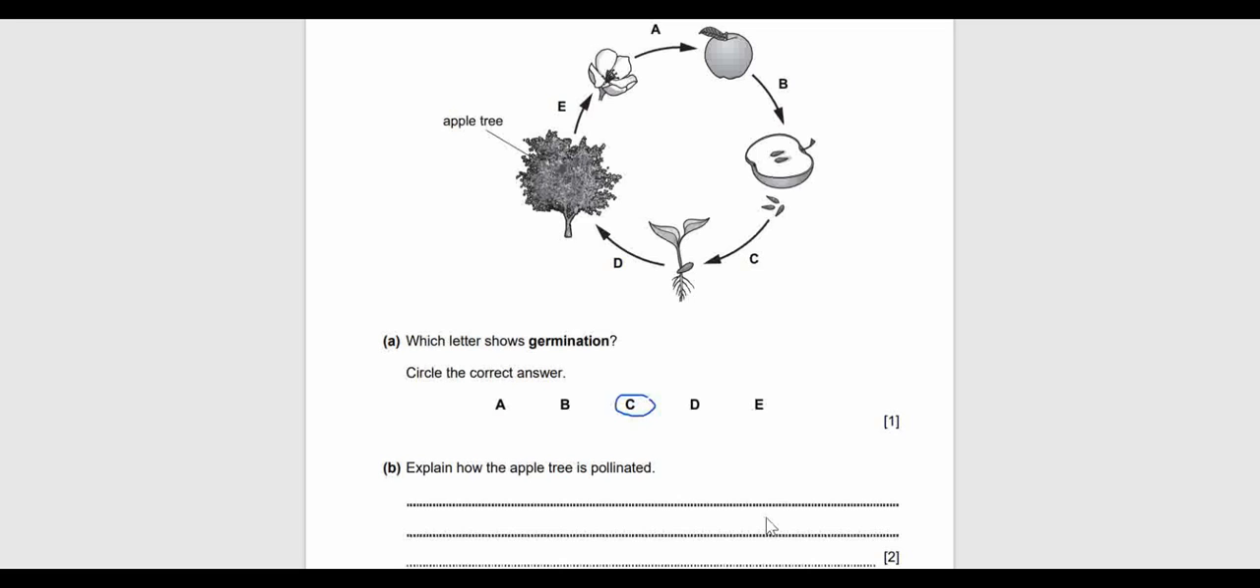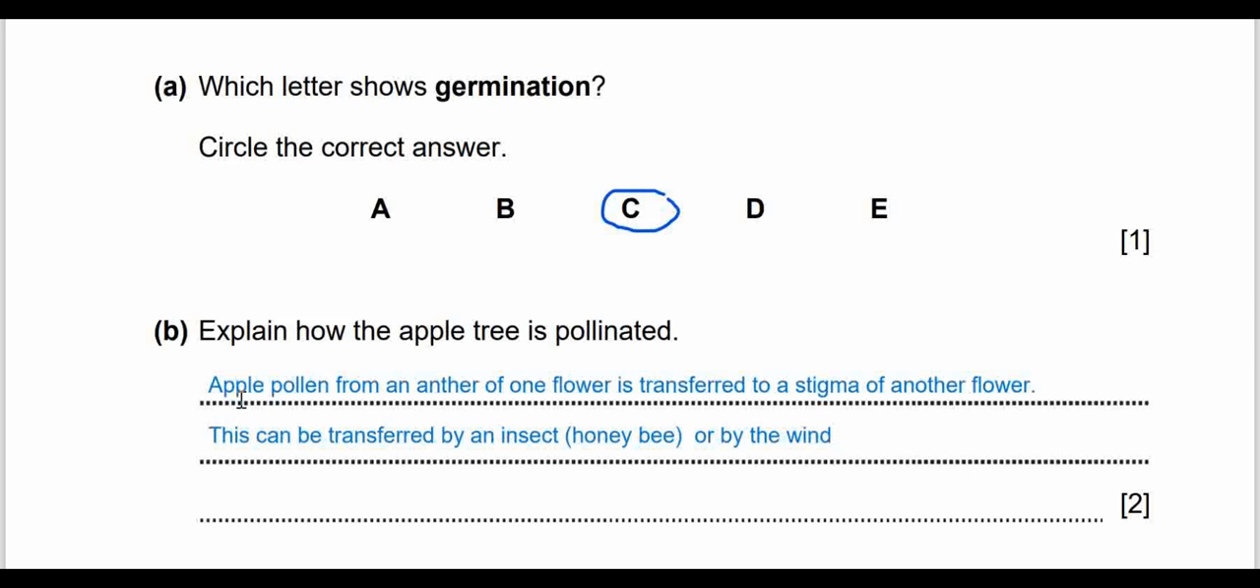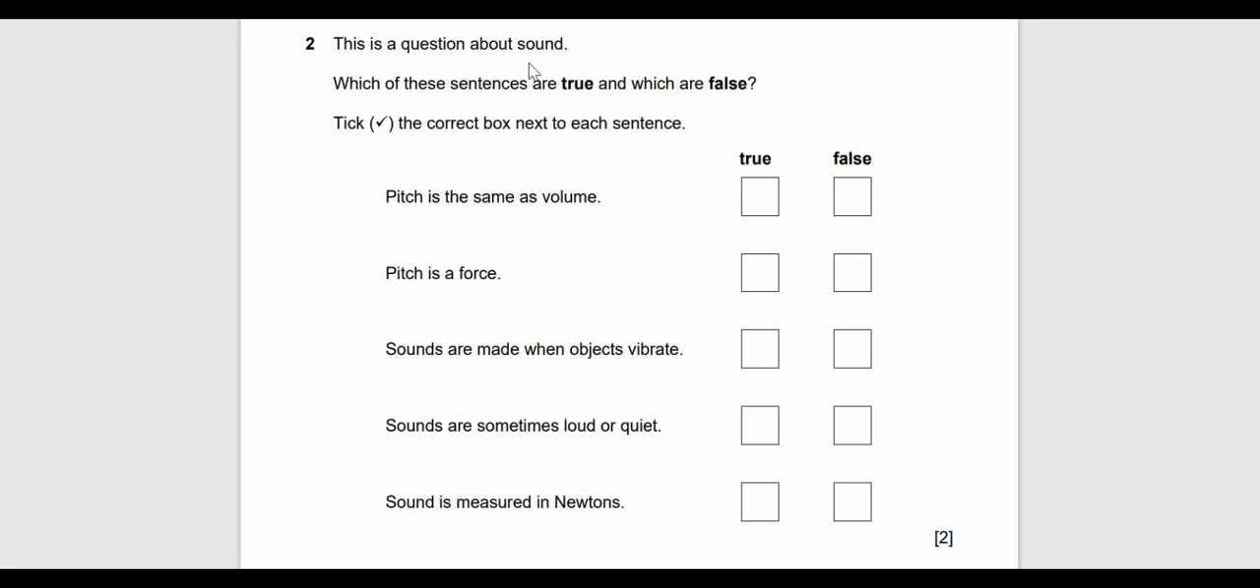Right, let's open up the answer. Apple pollen from an anther on one flower is transferred to a stigma of another flower. This can be transferred by an insect, for example a honeybee, or by the wind. Right, let's move on. We are in the second question.